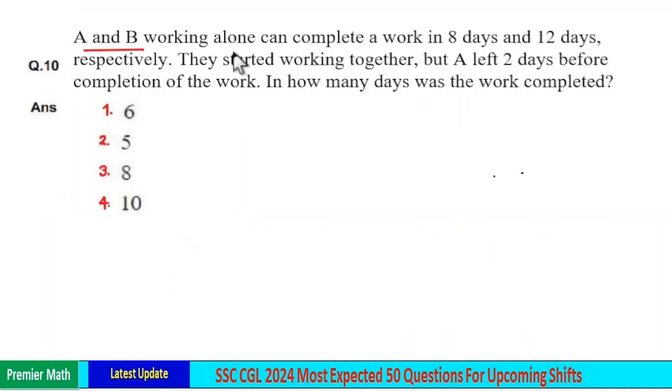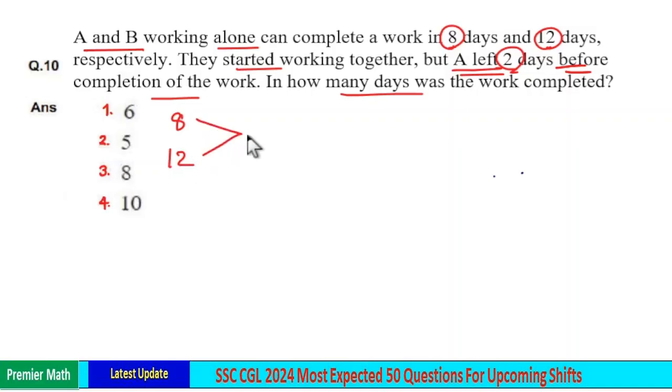A and B working alone can complete a work in 8 days and 12 days respectively. They started working together, but A left 2 days before the completion of the work. In how many days was the work completed? Here A can complete a work in 8 days, B can complete it in 12 days. Both are doing the same work, so take the LCM. LCM is 24, 8 goes 3 times in 24, 12 goes 2 times in 24. Meaning of this, 24 unit is the total work. A can complete 3 unit of work in a day, B can complete 2 unit of work in a day.